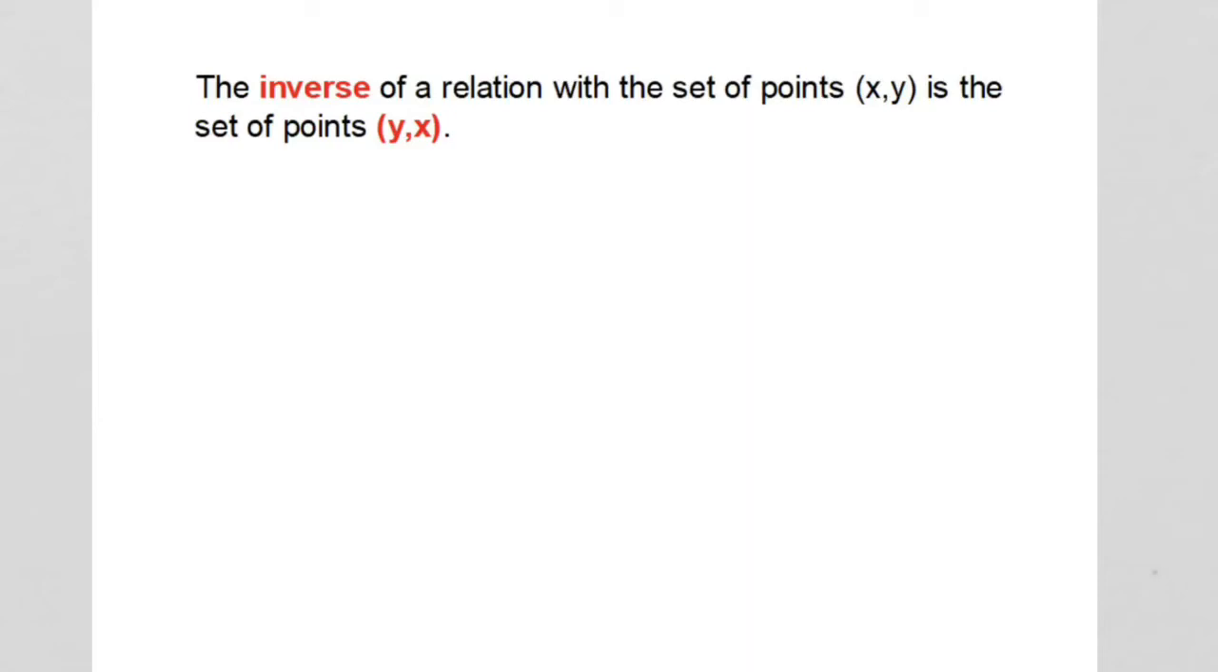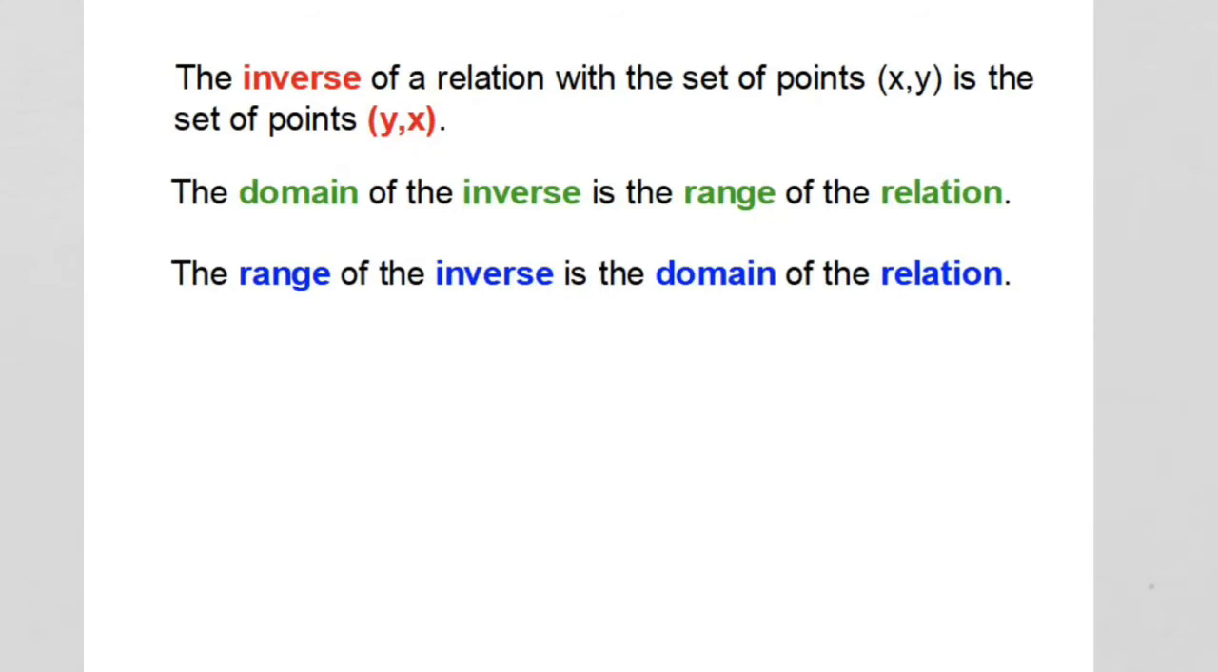We left off by saying that the inverse of a relation with the set of points (x, y) is the set of points (y, x). So let's add on to this by bringing up the conversation of domain and range. The domain of the inverse is going to be the range of the relation. And similarly, the range of the inverse is the domain of the relation. Okay, so what does that mean?